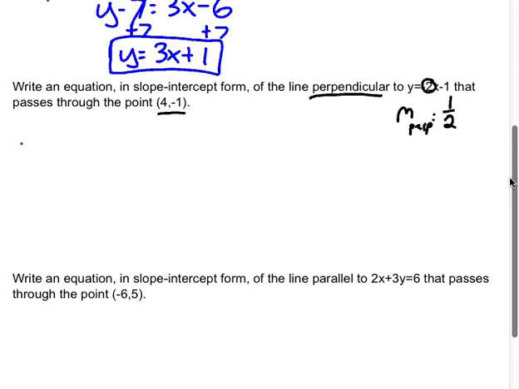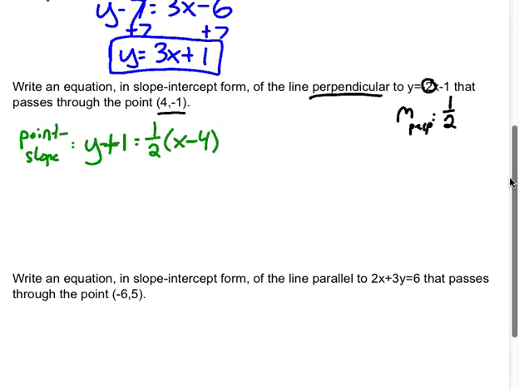So remember, that's enough that I can write a point slope equation. All right, y minus the y value from the point equals my slope times x minus the x value from the point. So now I'm going to change that. A double negative is always a positive.